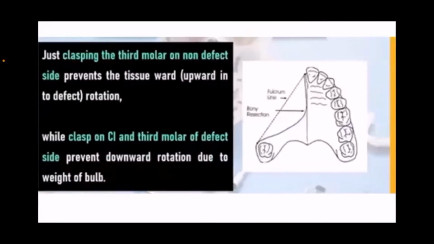Many practitioners think that the third molar has no clinical use, and thereby they remove that part of the maxilla during tumor resection. But that's not the case actually. If we save these third molars on the ipsilateral side, then these molars will be a great help in retention. Just clasping these third molars on the non-defective side prevents the tissueward movement. And while clasping the central incisors and the third molars of the defect side, they prevent the downward rotation of the prosthesis.